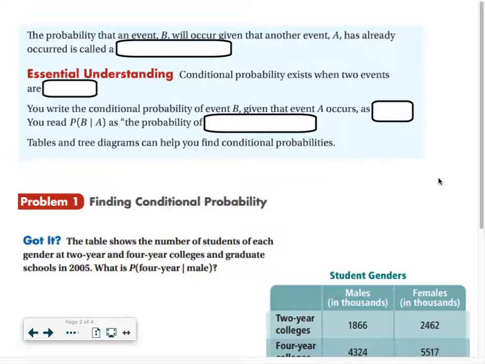Okay. The fancy definition: the probability that an event B will occur given that another event A has already occurred is called conditional probability.